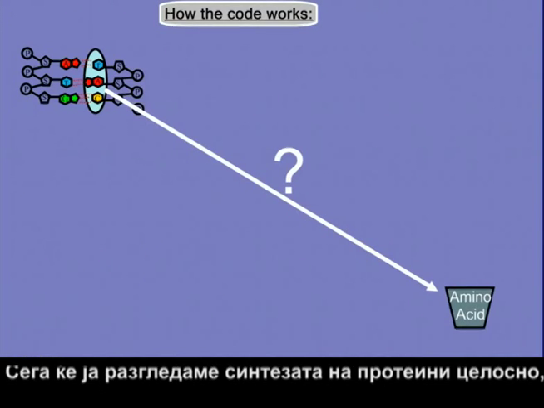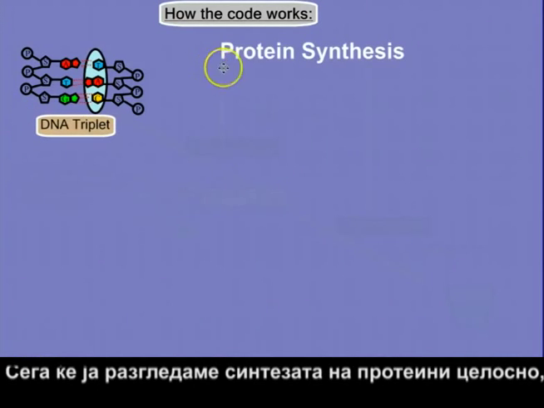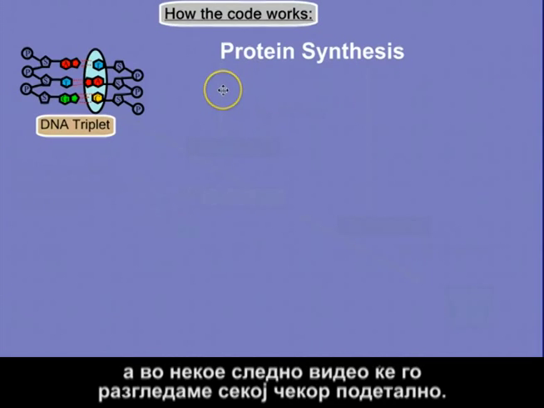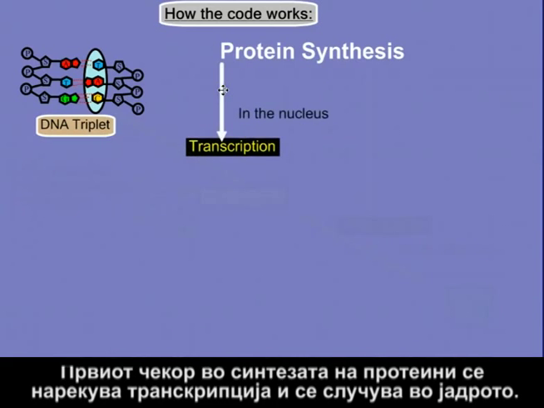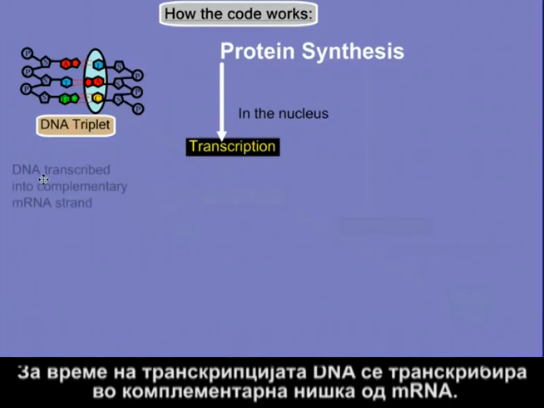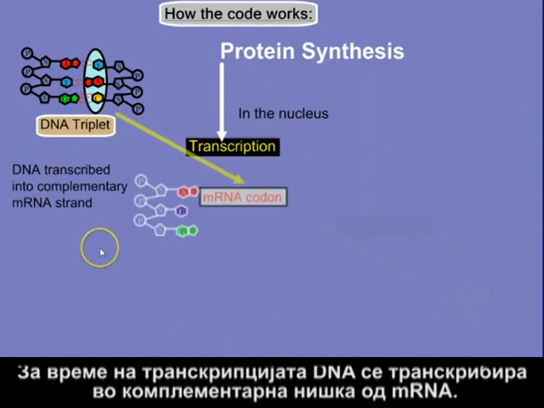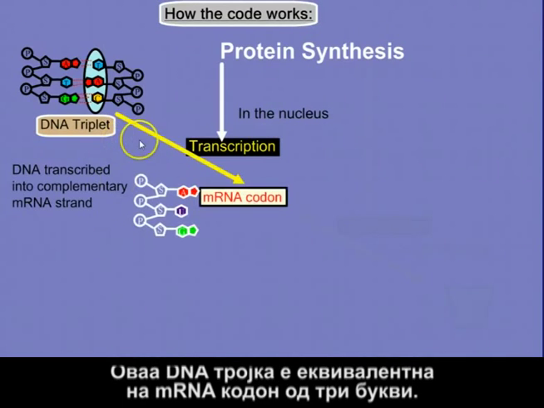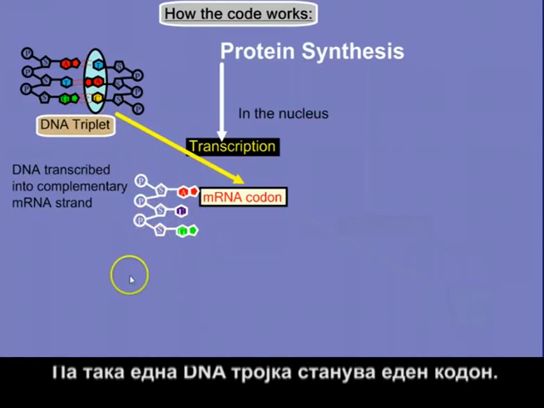We're going to take a quick look and run through protein synthesis as an overview, and then in later videos we'll look closer at the details of each step. But the first step of protein synthesis is called transcription, and it occurs in the nucleus. And during transcription, the DNA is transcribed into a complementary strand of messenger RNA. This DNA triplet is equivalent to an mRNA code, or messenger RNA codon, of 3 letters. So one DNA triplet becomes one messenger RNA codon.